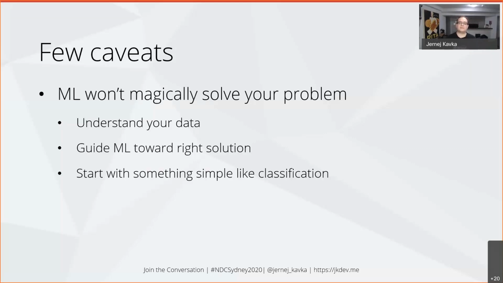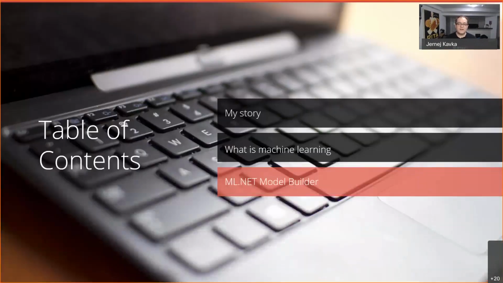And start with something simple like classification. You can also start with regression. It's a tiny bit harder than classification, especially if something goes wrong, but classification is a really good way to start. All right, let's finally go into ML.NET Model Builder.